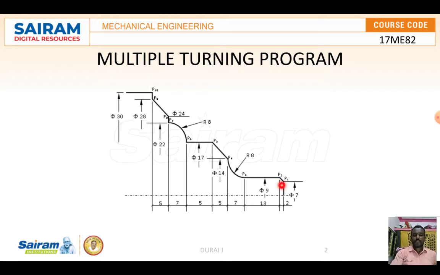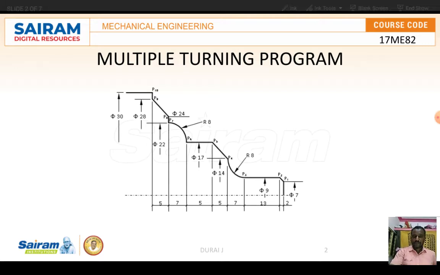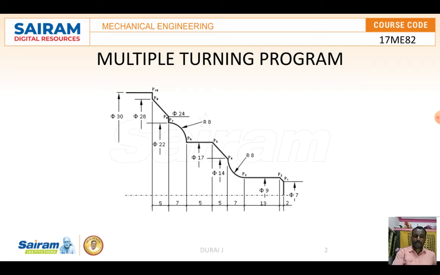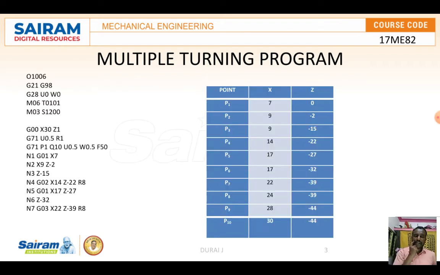So here the points have to be mentioned: P1, P2, P3, P4, P5, P6, P7, P8, P9, P10, up to the 10 points, and the dimensions and the values are given over here. The maximum diameter is 30 mm, and the total length is up to minus 44 mm. First, in this type of program, if we write the coordinate points, it will be very easy.